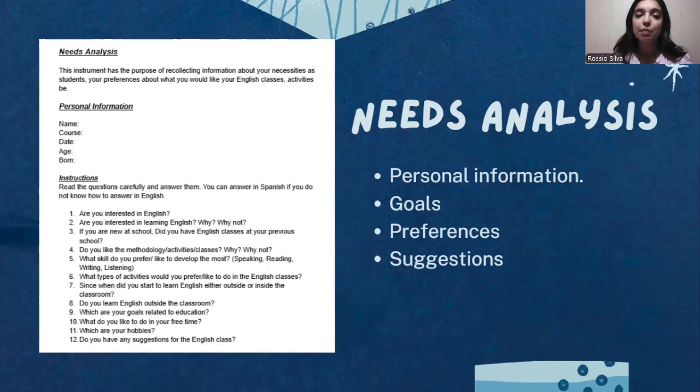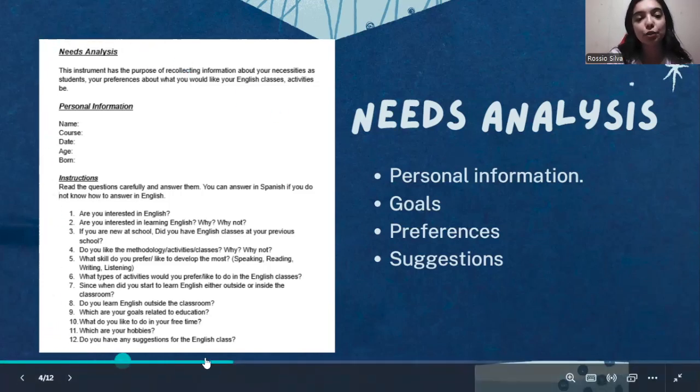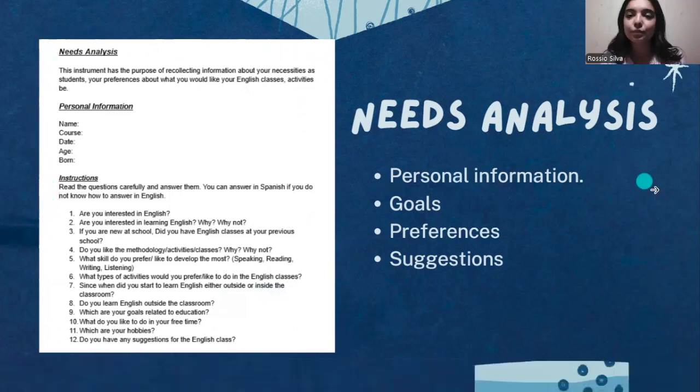Some of the information that I could recollect was personal information, goals in terms of their education, their hobbies, their preferences in terms of the language, English, about the methodology, activities and classes, the skills, etc., and different suggestions for the class. Here we have a photo of what the needs analysis was and what the students needed to complete. And having the answers of this, I could start developing and creating the unit.